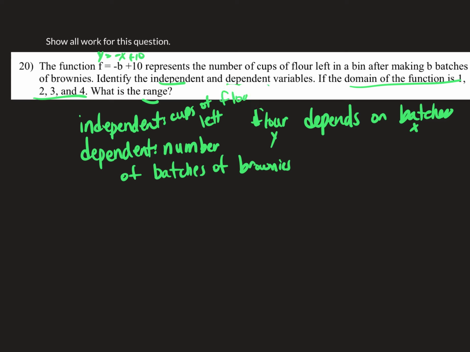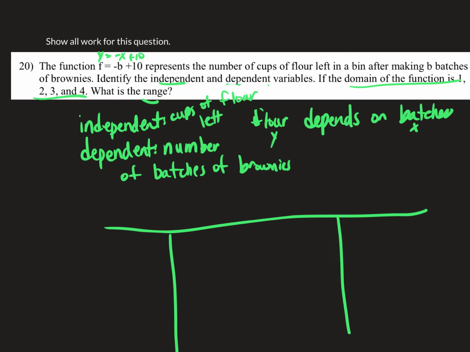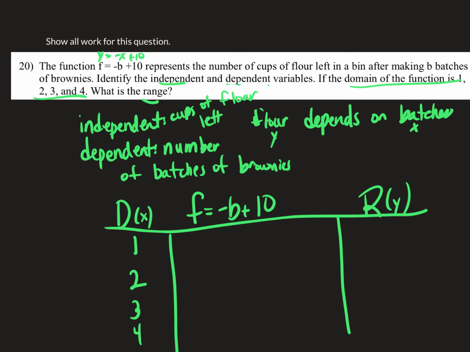Cups of flour. Okay, now I'm going to make a chart. That's what you should do. So working on making a chart, I will put my domain or my x values here, and then my range or my y values will be here, and my function will go in the middle. And so I have 1, 2, 3, 4. That's my domain. 1, 2, 3, 4. And these are my B. This is the B values. And this would be F.